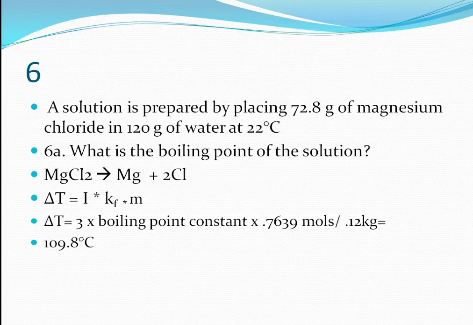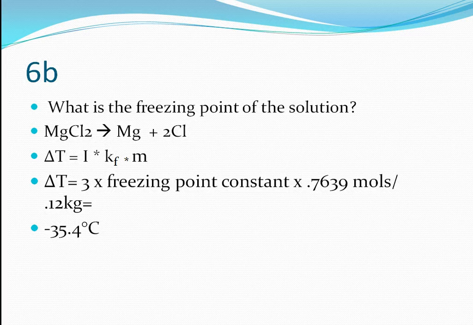Question number 6. A solution is prepared by placing 72.8 grams of magnesium chloride into 120 grams of water at 22 degrees Celsius. 6a. What is the boiling point of the solution? So MgCl2 breaks down to Mg plus 2 Cl. The delta T equation, you already know that. So you have delta T, which is equal to 3 times the boiling point constant times 0.7639 moles all over 0.12 kilograms, which gives you a final answer of 109.8 degrees Celsius.